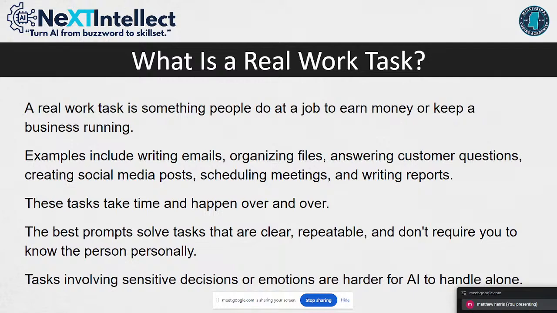What is a real work task? A real work task is something people do at a job to earn money or keep a business running. Examples include writing emails, organizing files, answering customer questions, creating social media posts, scheduling meetings, and writing reports. These tasks take time and happen over and over. The best prompts solve tasks that are clear, repeatable, and don't require you to know the person personally. Tasks involving sensitive decisions or emotions are harder for AI to handle alone.